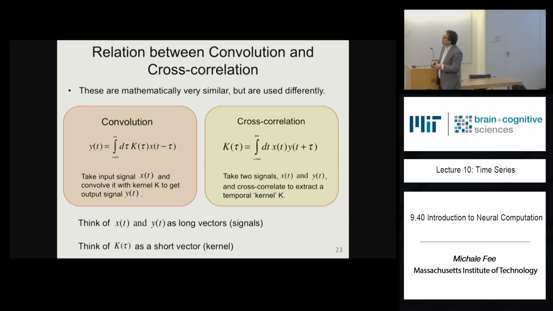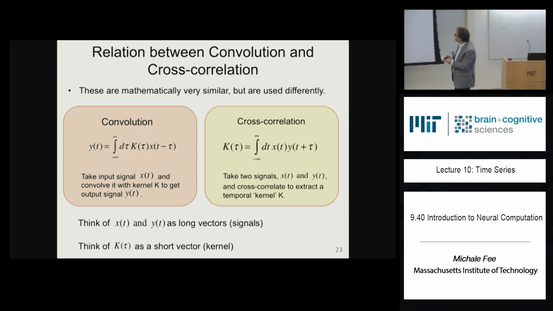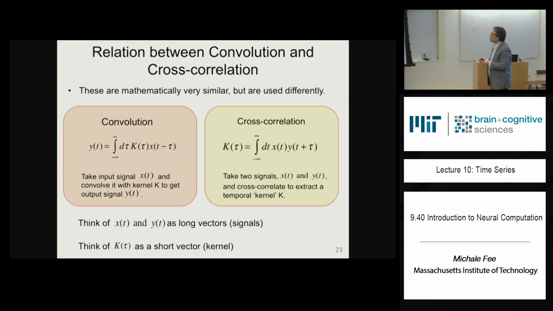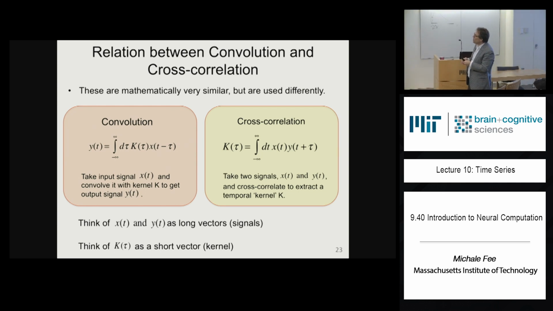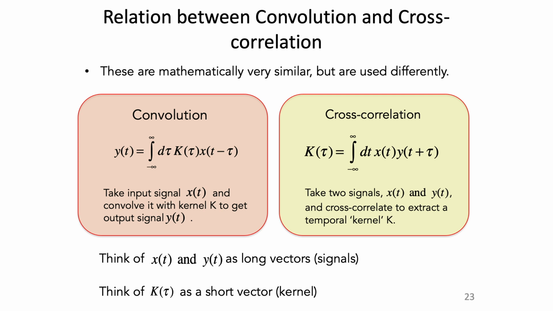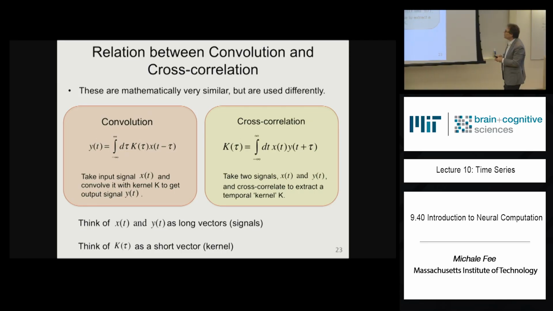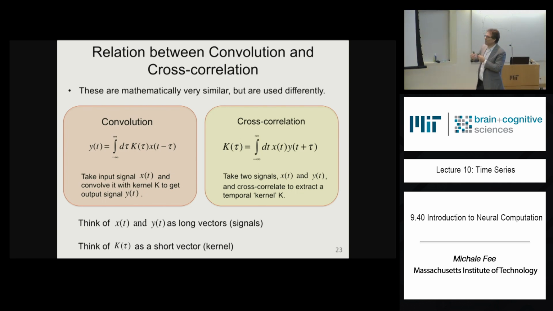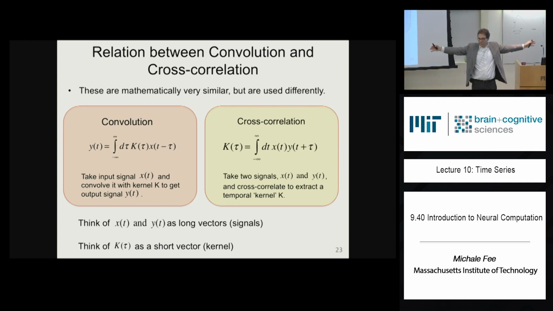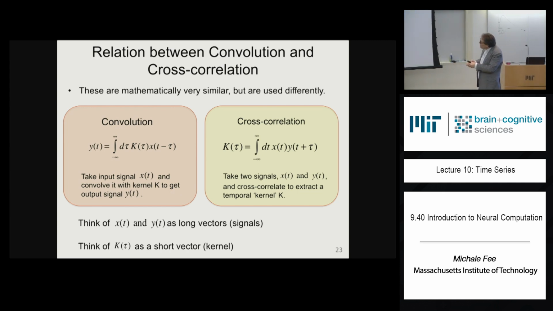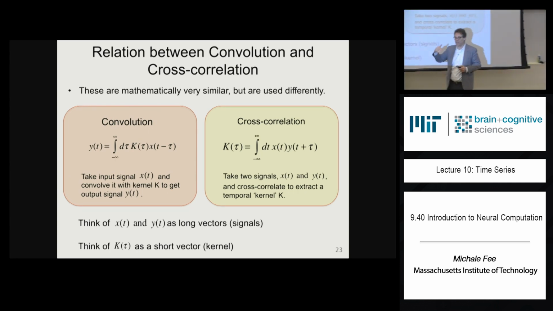Okay. So, they're mathematically very similar, right? They look similar, but they're used in different ways. So the way we think about convolution is what it's used for is to take an input signal x and convolve it with a kernel k to get an output signal y. And we usually think of x and y as being very long vectors, long signals. K here, kappa, is a kernel. It's just a short little thing in time. And you're going to convolve it with a long signal to get another long signal.